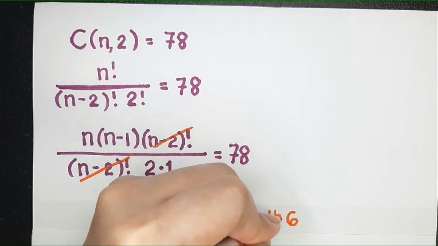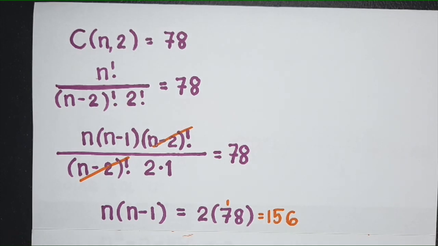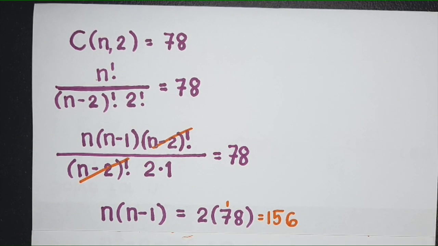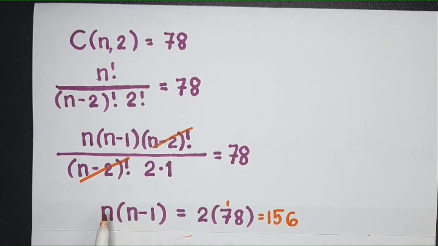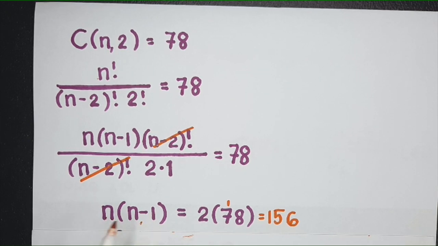You'll get 156. Okay, so pwedeng ganito nyo siya i-solve. Okay? Basta alam ninyo, tingnan to ha, n times n minus 1. Ang ibig sabihin nito, dalawang magkasunod na number. Okay, pababa. Mas malaki to kesa dito. Okay? So, pwedeng ganito nyo siya i-solve.